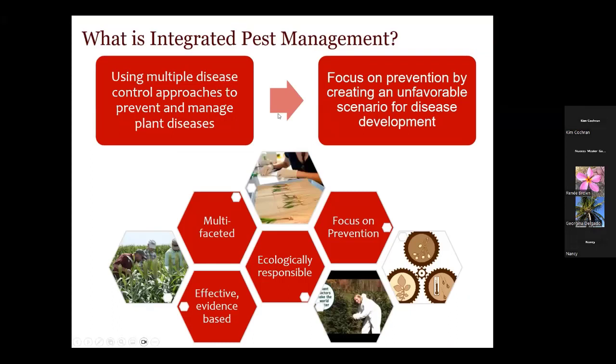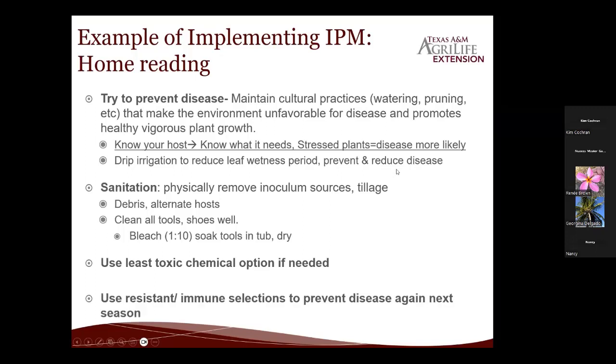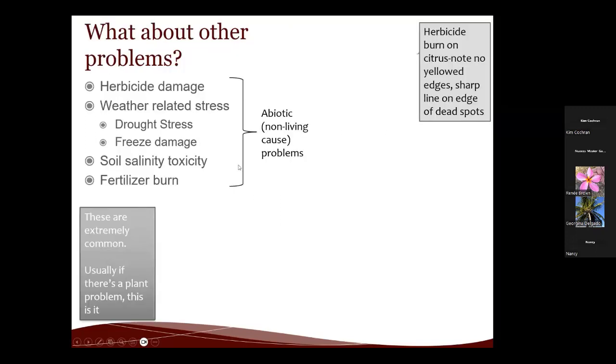IPM, in a nutshell, is just using multiple disease control approaches to prevent and manage disease, and it needs to be multifaceted, ecologically responsible. I like to throw in fiscally responsible, and evidence-based, and have a heavy focus on prevention. So here's some home reading for you guys. It's just kind of a little walkthrough on an IPM situation.